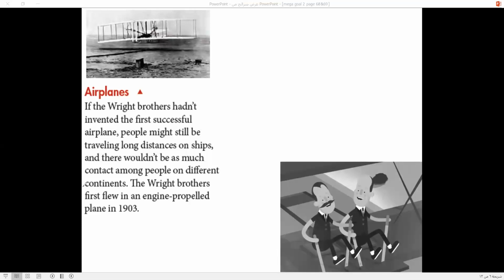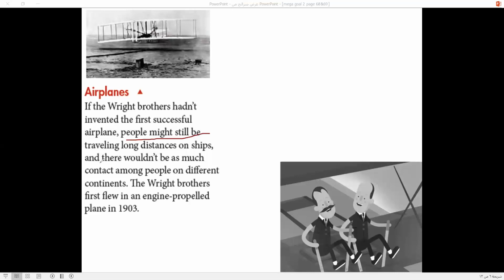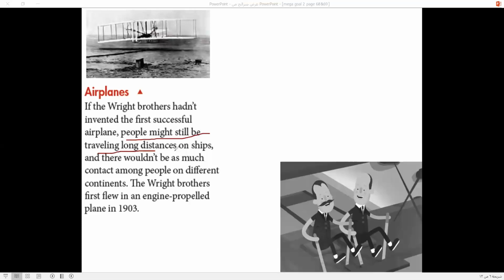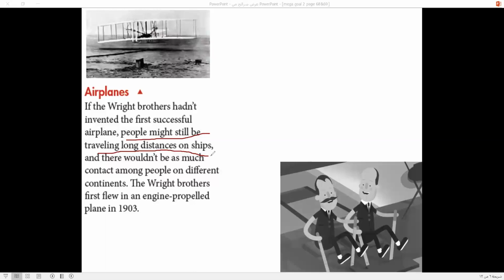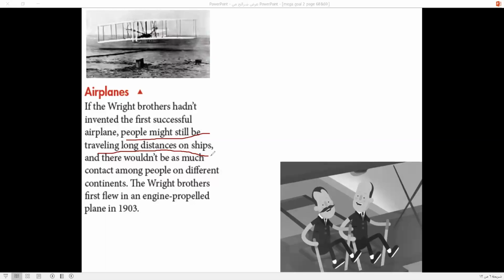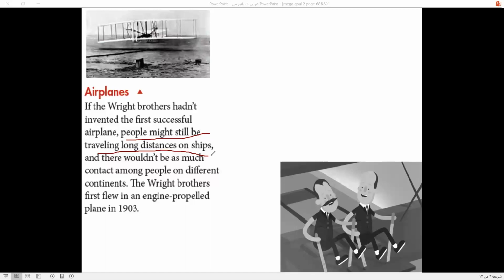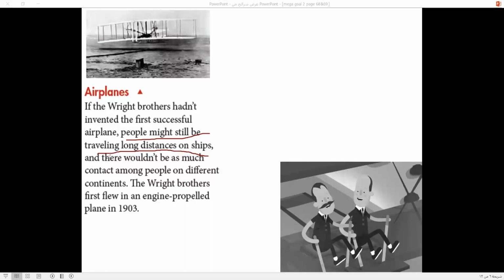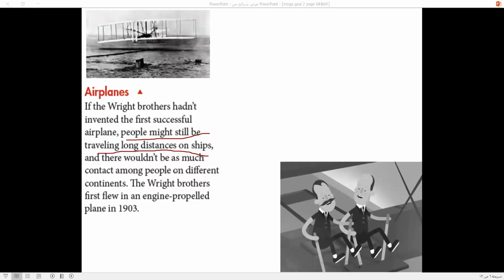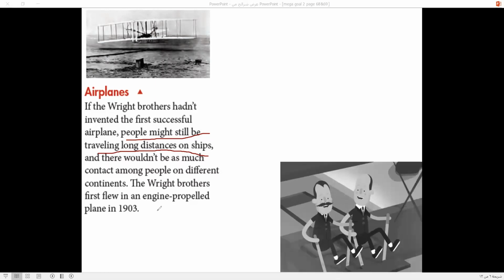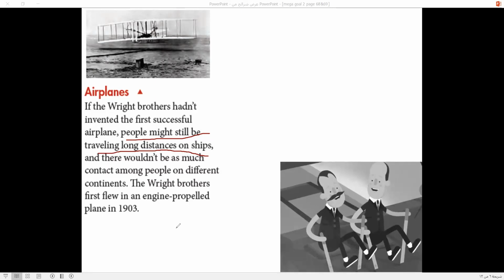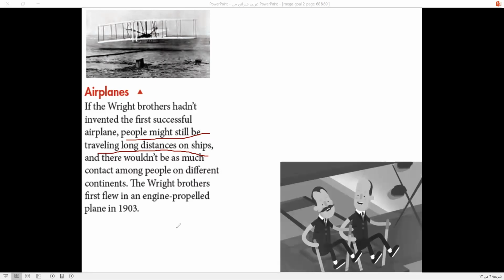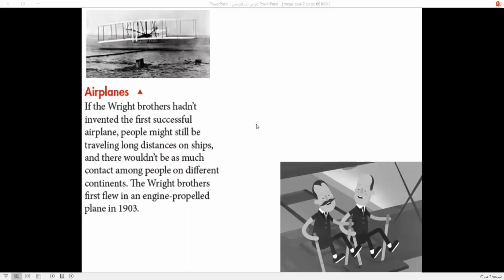Yeah, we cannot travel. He said here that people might still be traveling long distances on ships. Can you imagine if you want to travel to Europe, or to some Asian country, you have to go by ship? Can you imagine how hard and long that will be? Yes, it would be very long. So thank God that we have airplanes.